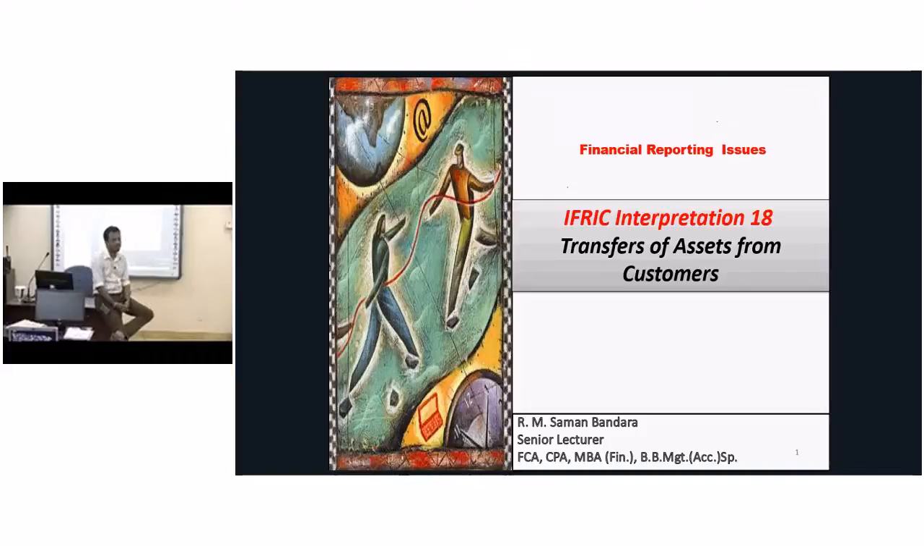You can remember IFRICs, International Financial Reporting Interpretations Committee guidance. We have already learned only one IFRIC, IFRIC number 1, decommissioning liability, which is a fairly easy one, though a little big content-wise. Today I am going to discuss another 2 IFRICs, IFRIC number 18 and number 17, right?